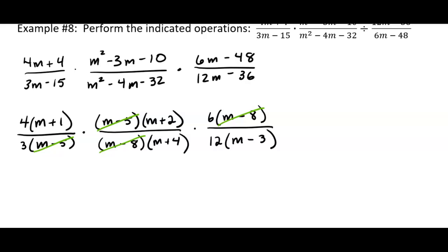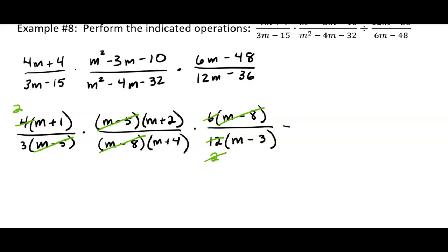Okay, now what else can cancel? Well, I would say 6 goes into 12 2 times. That's how I would cancel that. And then I would cancel this 2 into the 4, which goes 2 times. So that's probably how I would do it. All right, then the trick is looking and seeing what do you have left.